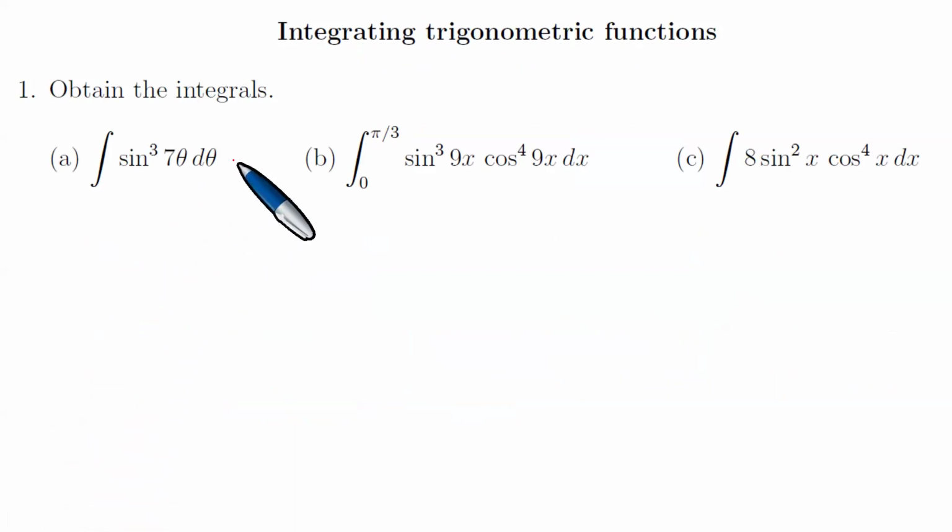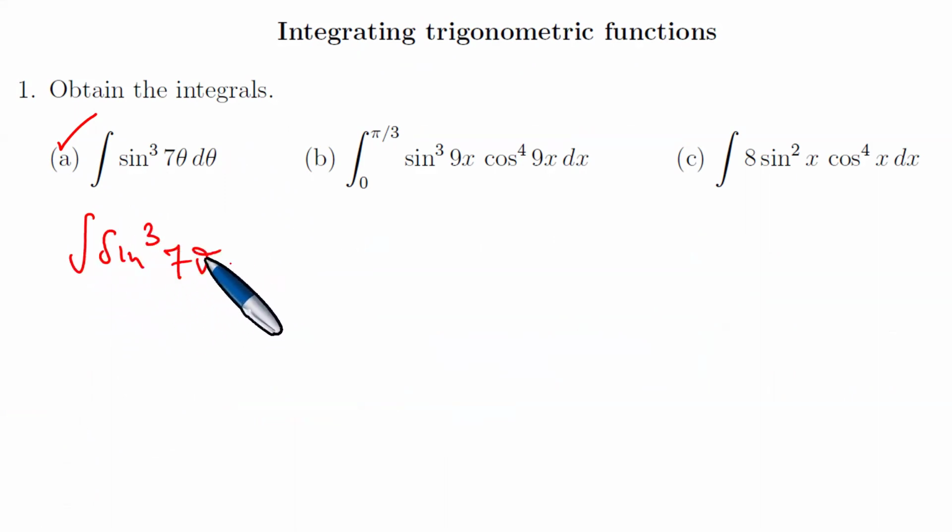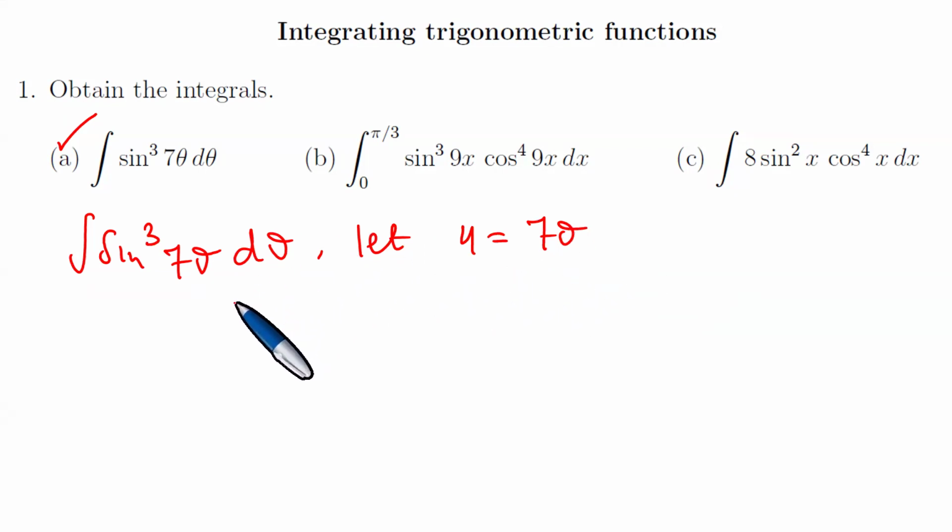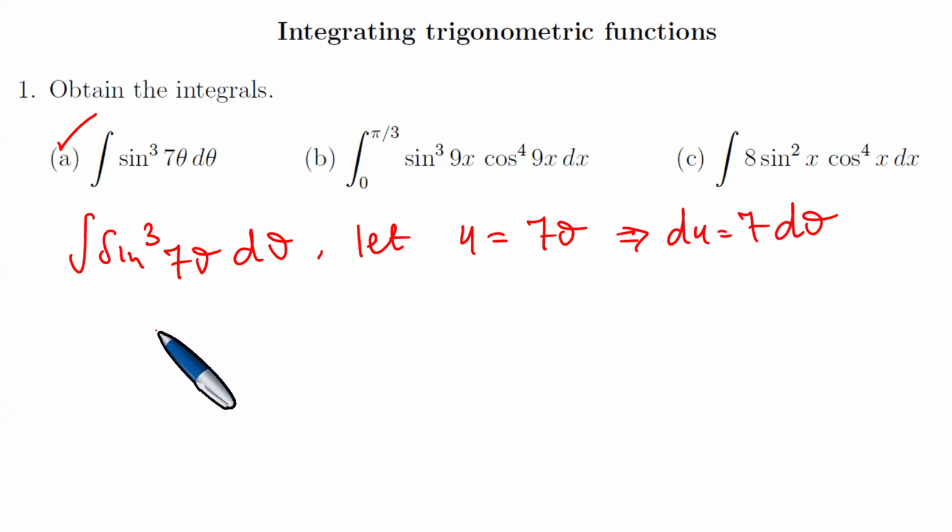Right, so given, for example, part A here, obtain the integrals. How do we do this? We are able to do this with so much ease as follows. First things first, if you're given the integral of sine cubed of 7 theta d theta, we simply let u be 7 theta, in an attempt to simplify the arising angle. And with this, we know that du is 7 d theta, like so.